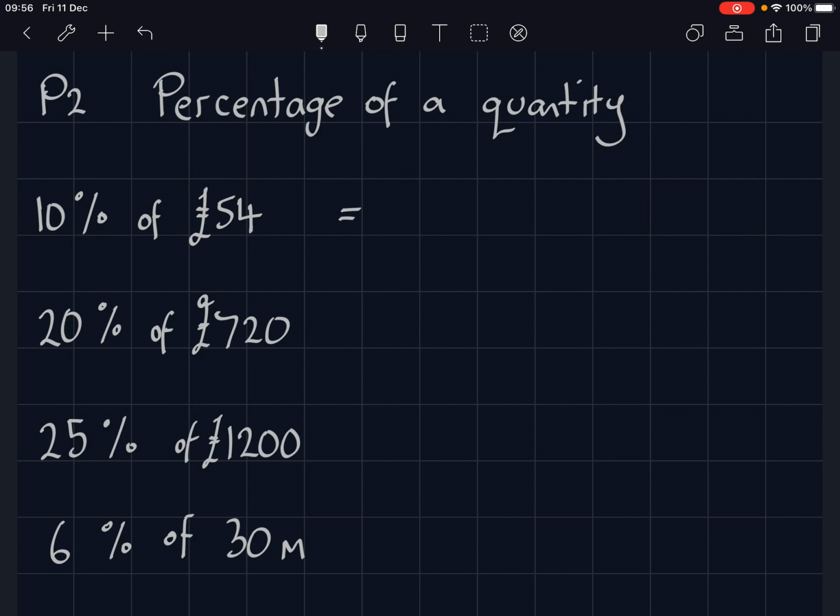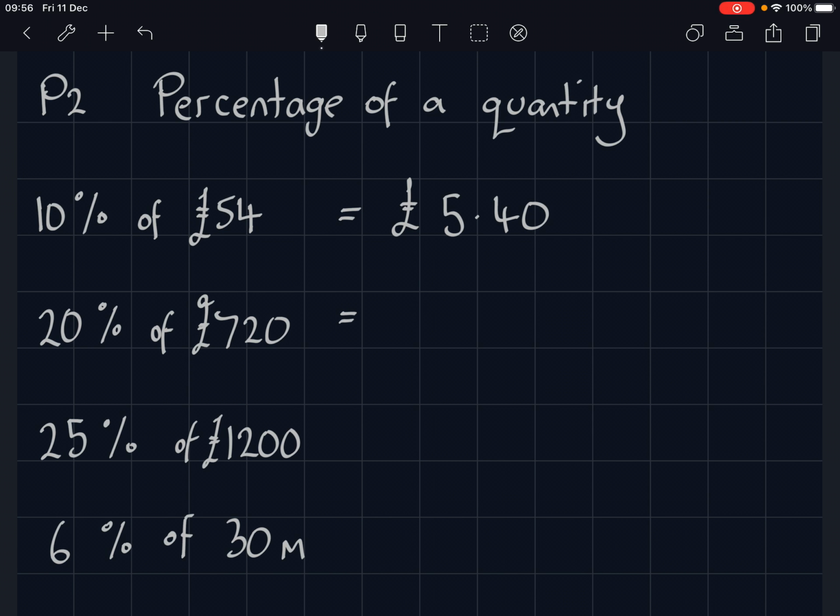So if we do 54 divided by 10, that will be 5.4. And of course, because it's money, we need to give our answer in the same format. So it will be £5.40. So dividing a number by 10 gives you 10%. And we can use that fact to do problem number 2.